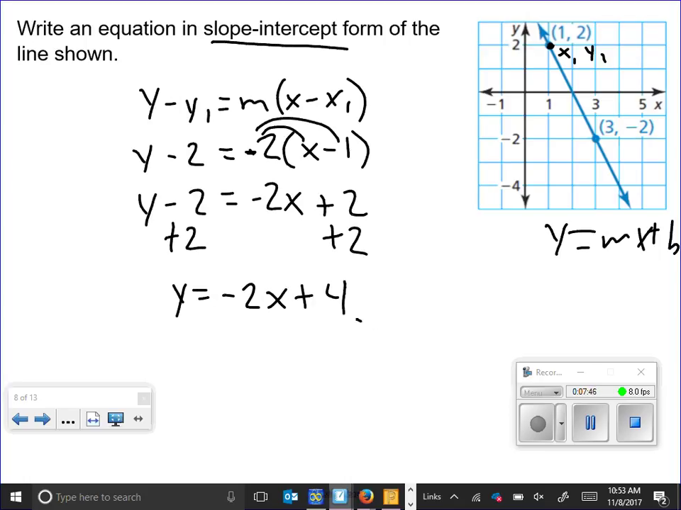Are we in slope-intercept form? Does that look like that? Yes, it does. So to change point-slope form to slope-intercept form, we're going to distribute and then get y alone. Let's try another example of that.